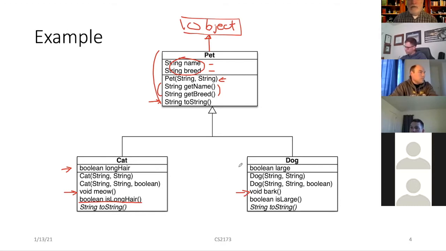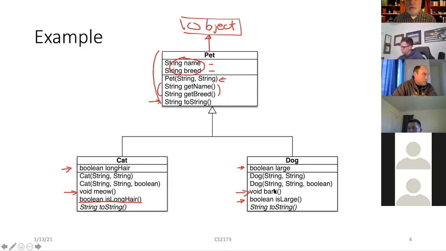So a dog has another instance variable called large. There are large dogs and small dogs. You're either a Great Dane or you're a poodle or a Chihuahua or something. A Great Dane presumably would be large. A poodle or a Chihuahua would be small, so large would be false. Again, its getter is isLarge, and dogs have a bark.